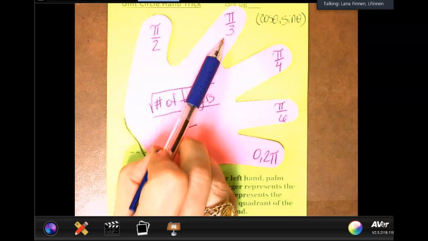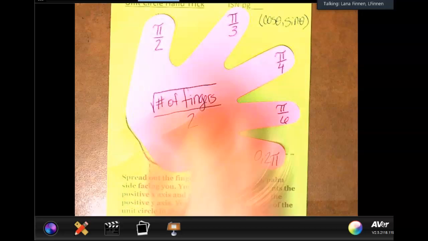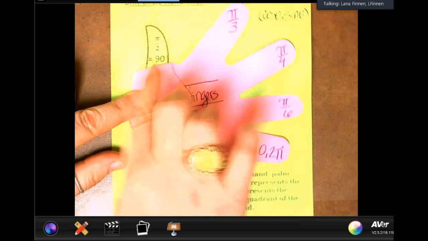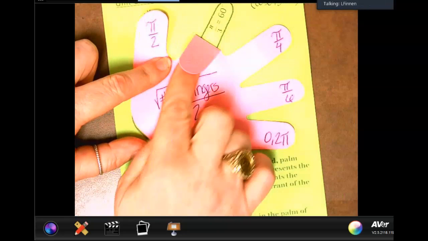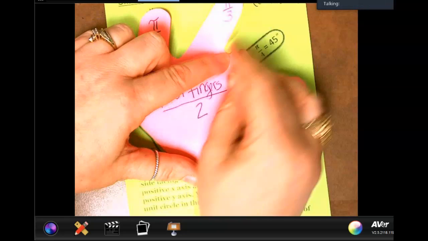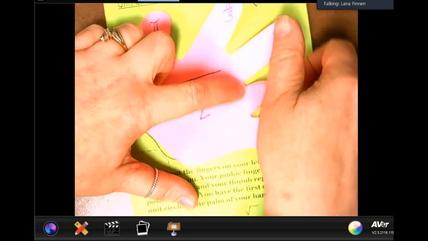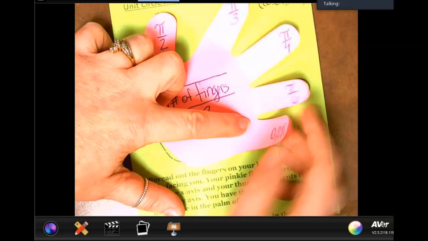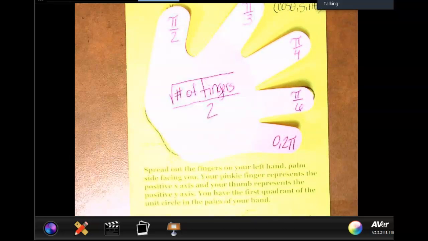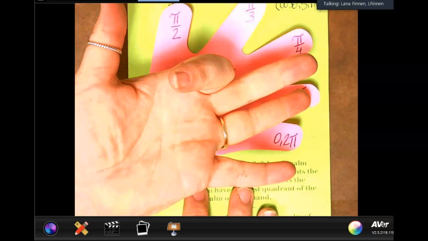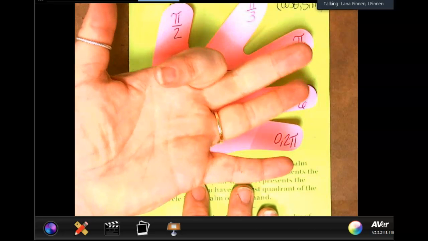Your index finger right here, actually let's do this first. Go ahead and take all of your fingers and bend them back and crease them, but then put them back. So let's just go ahead and get a crease in them. So that is like you with your actual hand just being able to bend your fingers back like that.